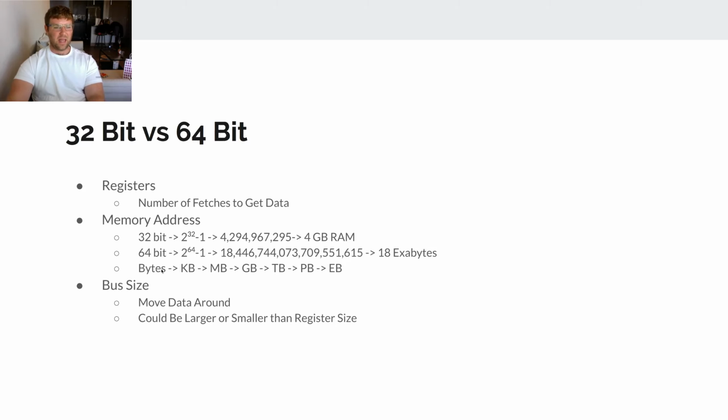A byte is 8 bits. A kilobyte is 1,000 bytes. A megabyte is 1,000 kilobytes. Then we go gigabytes, terabytes, petabytes, and exabytes, which is 1,000 petabytes, right? So we can have an insane amount of addresses.